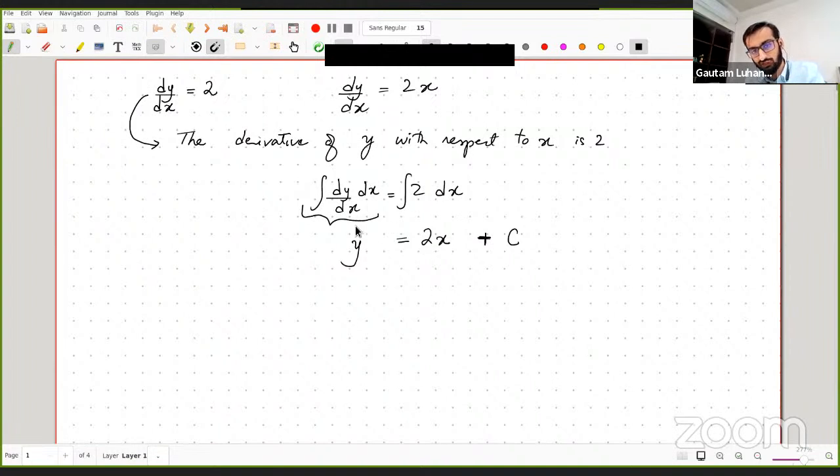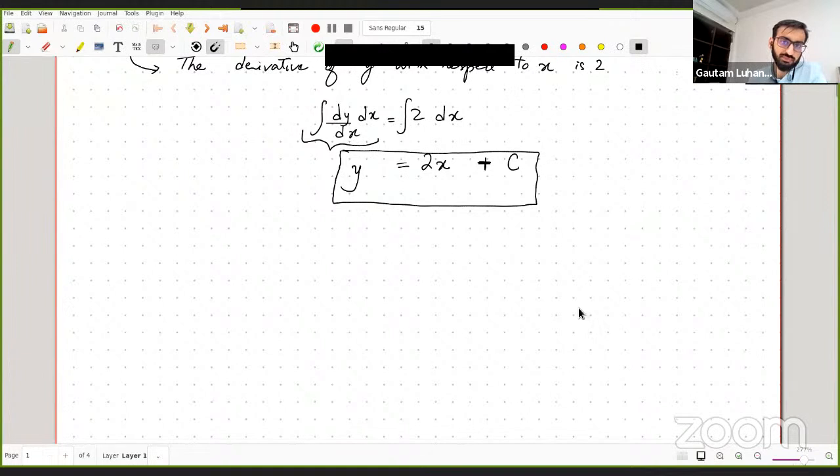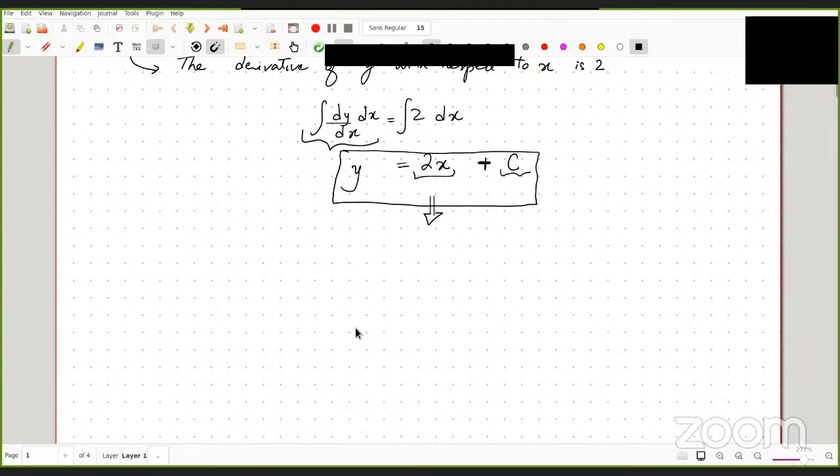What it has given you is an expression for y in terms of x. That is, the relationship between y and x is simple: whatever x is, y is 2 times that plus some constant. So if I were to sketch this as a graph, what would it look like? A line from the origin with gradient 2.